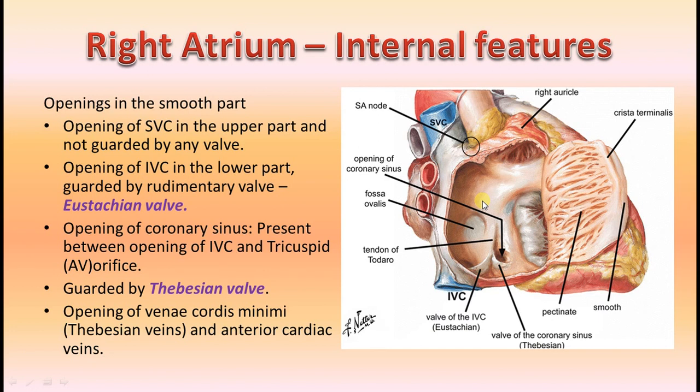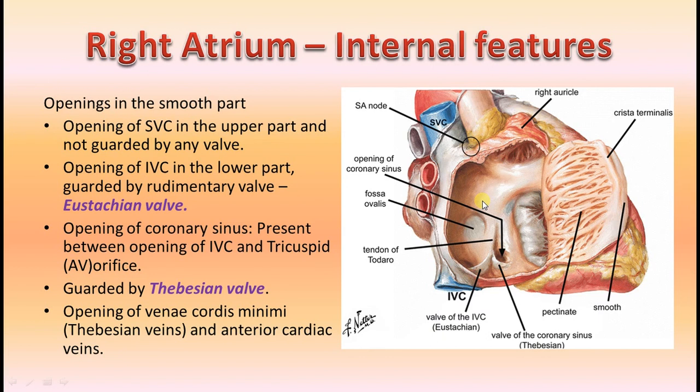What opens directly into the chamber is the venae cordis minimi and the anterior cardiac veins. You can see them as small, minute openings, and this you can appreciate in all the four chambers, even in left atrium and even in both the ventricles. You can visualize these small numerous openings, which is actually the opening of the venae cordis minimi and the anterior cardiac veins.